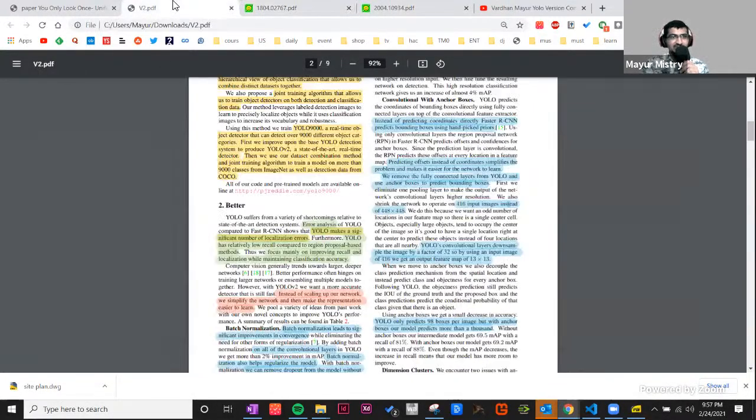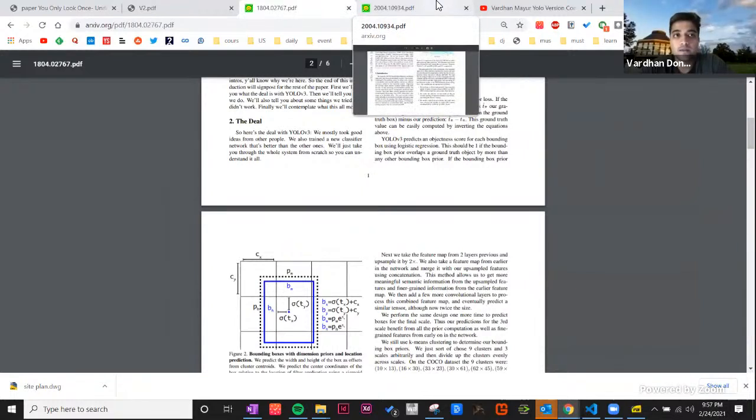A few of the limitations which V2 overcame: V1 had the limitation of only one object per grid. V2 can do many objects and even around 9,000 classes. So it broadened the prediction scale as well. It still had issues with not being able to detect smaller objects in the image frame, and problems related to localization, and that's what the next versions tried to improve upon.